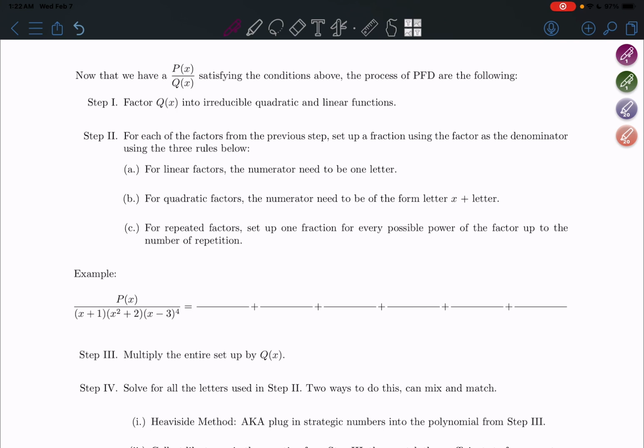For rule C, if you have a repeated factor, that means if we have something to some power, then we need 1 fraction for every possible power of the factor up to the number of repetitions. Let's see the following example, since it will make more sense here.